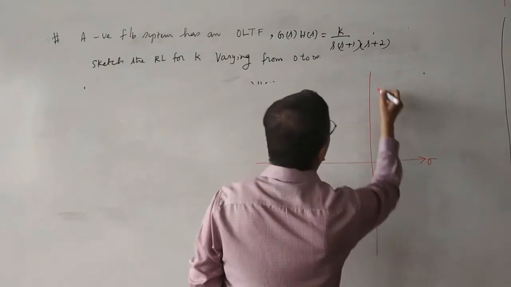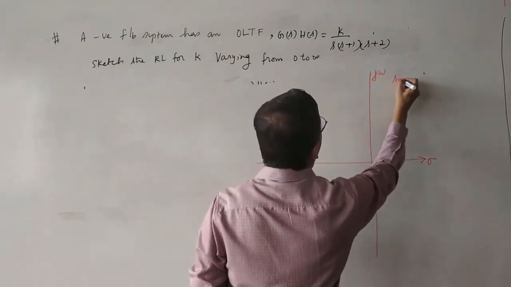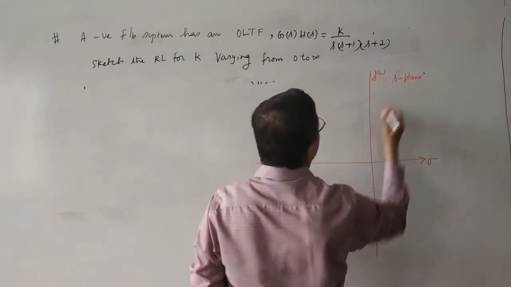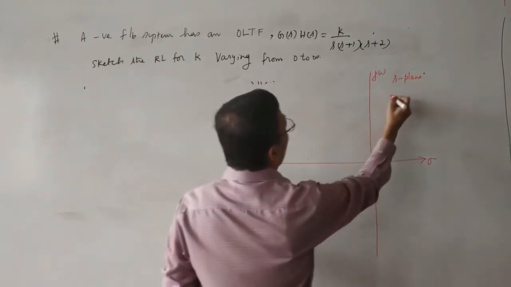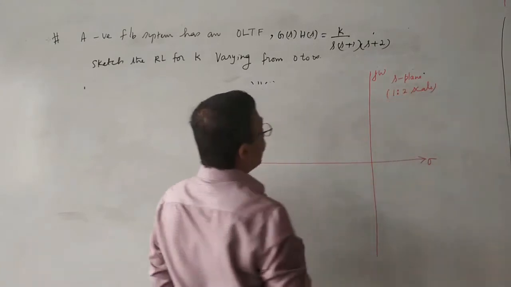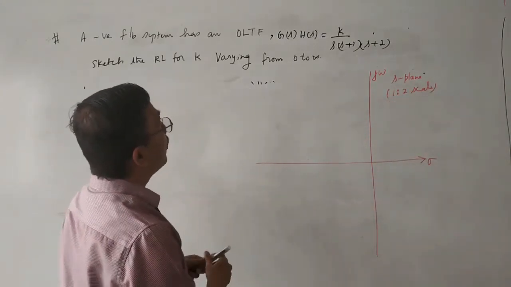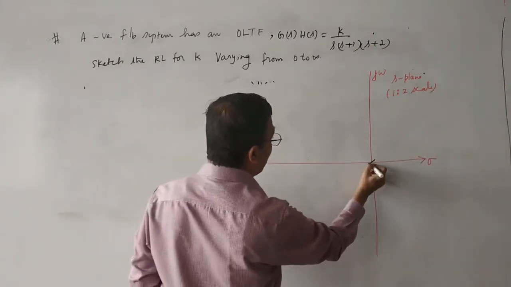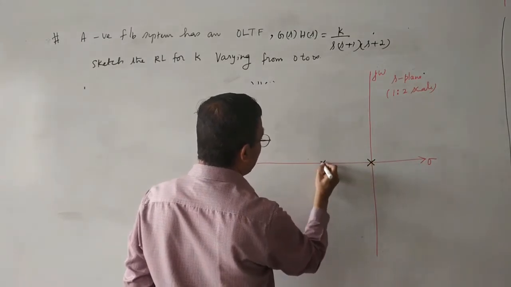Real axis is sigma, imaginary axis is j omega. This is the S plane. So for drawing the figure, I will take a 1:2 scale. That means, see, the poles I will plot. First pole is at 0. Second pole is at -1.